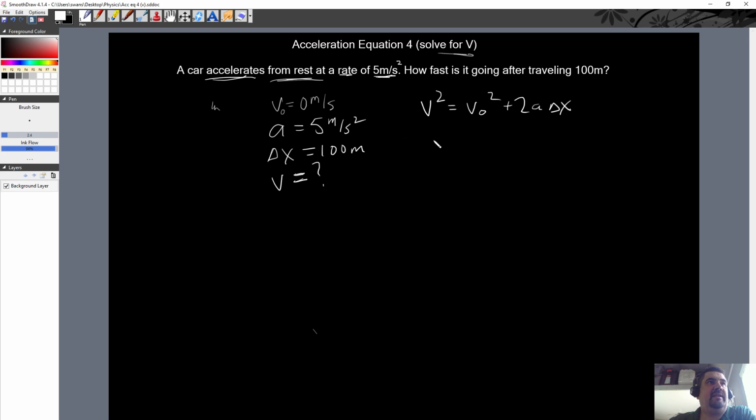And let's plug everything in that we know. We don't know the v, so we'll keep it squared. We do know initial velocity is 0 squared. If it does give you what speed it starts at, just plug it in here and square the thing. That's all you got to do. No big deal. Plus 2 times a, the acceleration rate was 5. And delta x, the change in position, was 100.